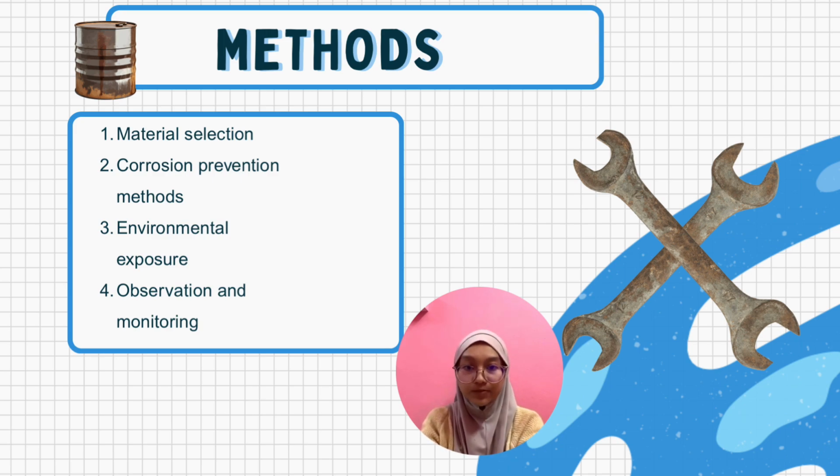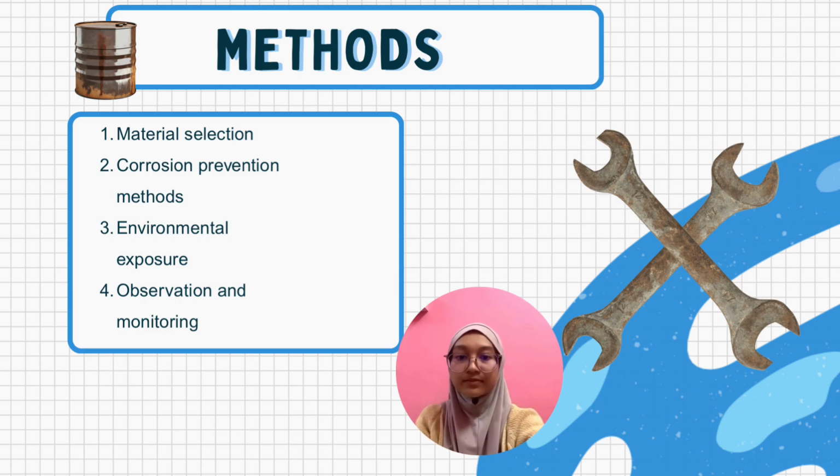Next, environmental exposure. 4 samples were placed in 2 different environments. 2 samples were placed outdoors, 1 treated and 1 untreated. The other 2 samples were placed indoors, 1 treated and 1 untreated, inside a house. Next, observation and monitoring. The samples were observed every 2 days for 2 weeks. During each observation, we checked for any sign of rust or corrosion. Photos were taken to record the change and compare the treated and untreated samples in both environments.